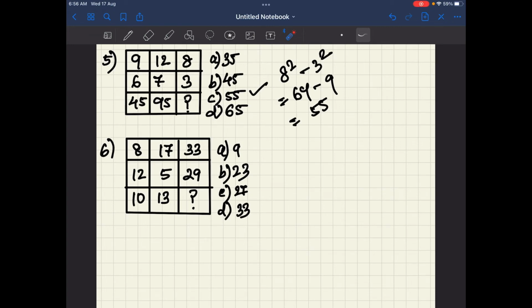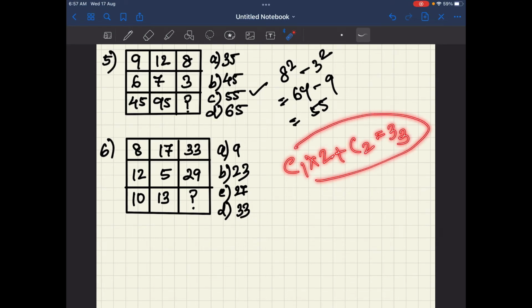Okay, we can do it like 8 into 2 plus 17 gives 33. It's 8 into 2 is 16 plus 17 is 33, or 12 into 2, 24 plus 5 equals 29. Yes. 10 into 2 plus 13 equals 10 into 2 is 20 plus 13 gives 33. So our answer is 33. So it is nothing but C1 into 2 plus C2 gives C3.